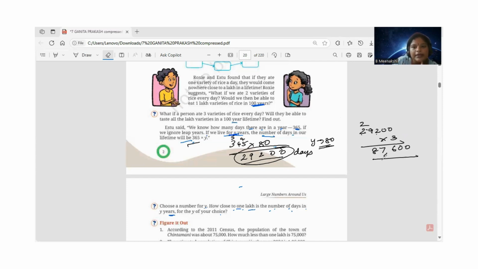Let us see what is the difference between 1 lakh and 87,600. It is nearly 12,400 varieties of rice we will be lacking behind. So we will miss out these many varieties of rice. You can consider y as any number. y is of your choice. Then, whatever number of varieties of rice you are having, you can multiply with that obtained result.